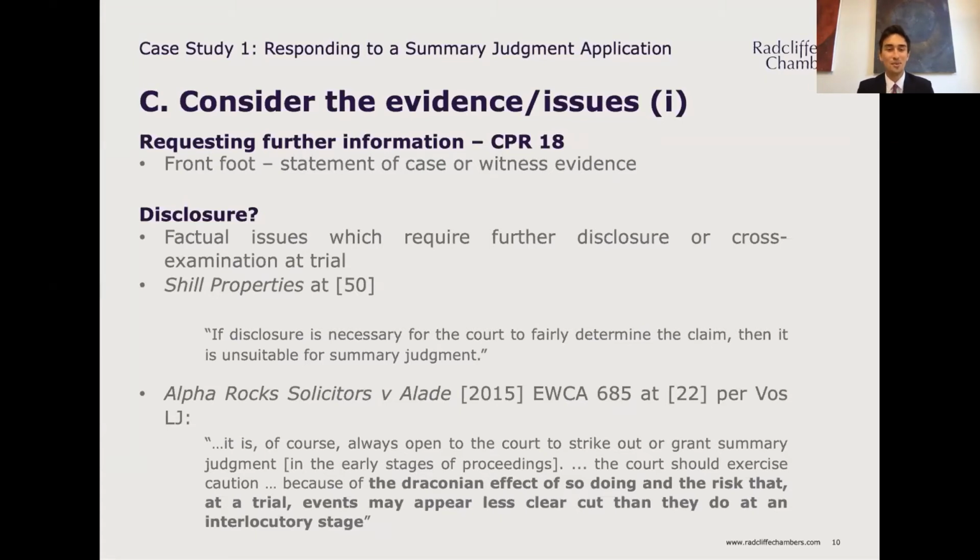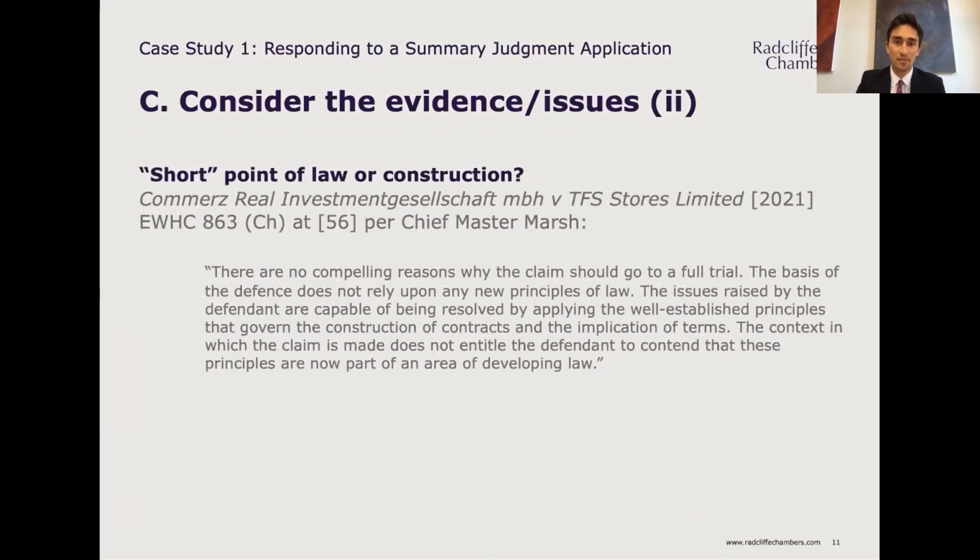And this is consistent with a decision of Lord Justice Voss, again from the Court of Appeal, in the Alpha Rocks Solicitors case. He said that the court should exercise caution at the summary judgment stage. And this is because of the draconian effect of handing down a summary judgment and the risk that at trial, I beg your pardon, events may appear less clear-cut than they do at an interlocutory stage. And another thing on this consideration of the evidence and the issues.